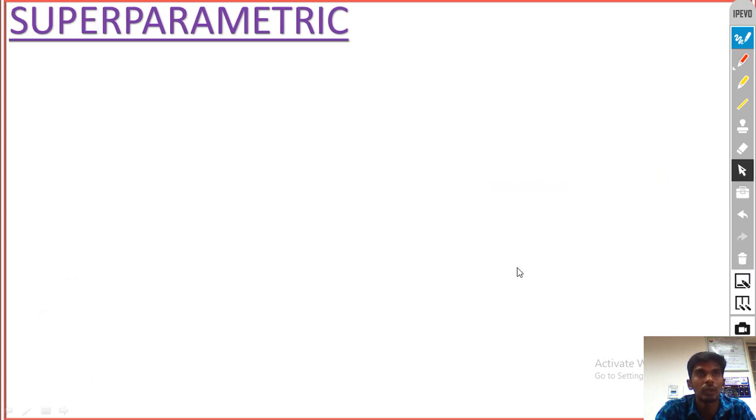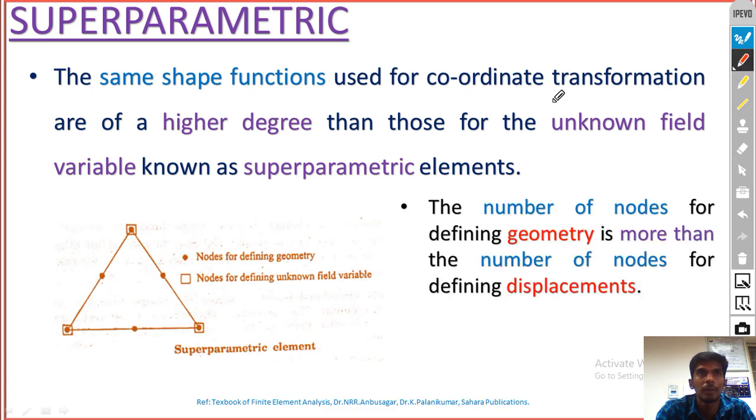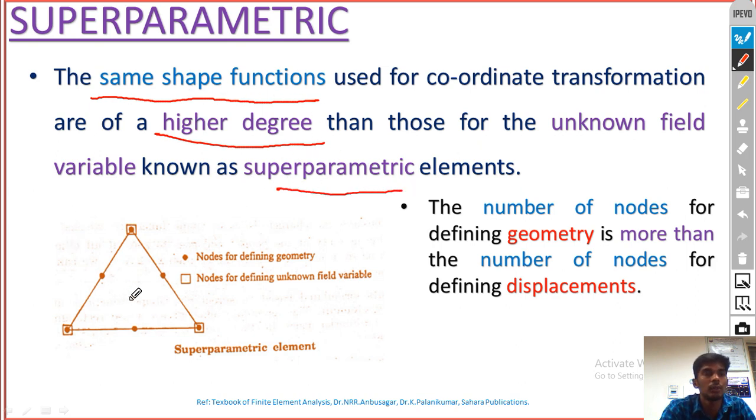Next we move on to the superparametric. What is superparametric? We will see one by one. The same shape function used for coordinate transformation of a higher degree than that for the unknown field variables is known as superparametric. We are using a higher order for geometry. Here you should note that the bulleted points indicate nodes for defining geometry, and the box indicates nodes for defining unknown field variables.